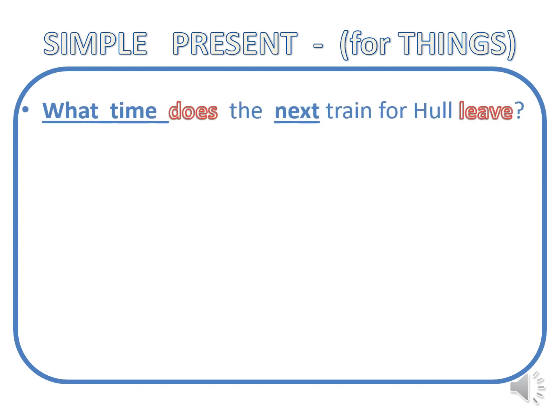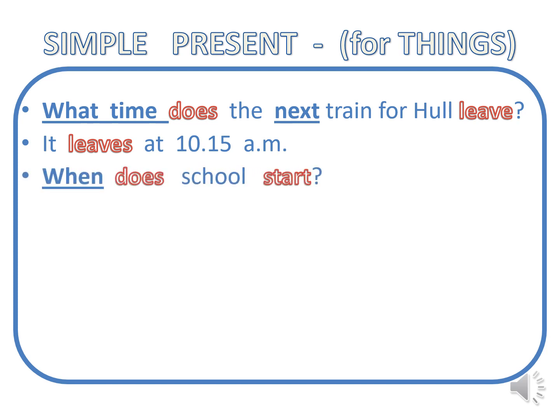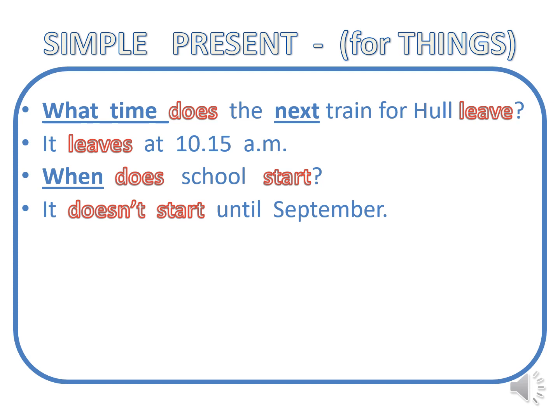Simple present for things. What time does the next train for Hull leave? It leaves at 10:15 a.m. When does the school start? It doesn't start until September. So here we have the example that if we use what time and when questions, it comes with the future, right?